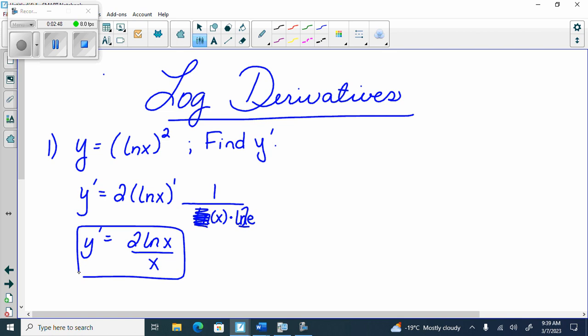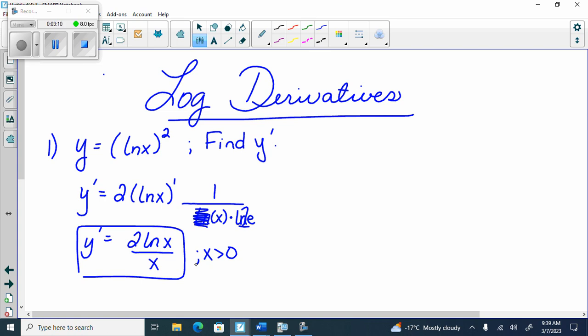You could say x can't... Actually, x has to be what? It can't equal 0 because of the denominator. And what does it have to be? Can you have a negative beside a log? Restrictions. You have to say x is greater than 0.